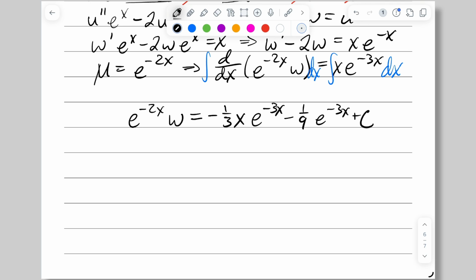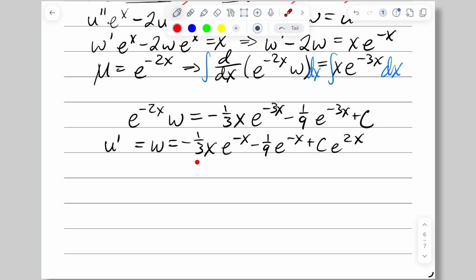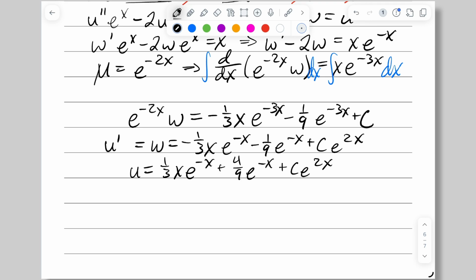Isolating w is going to give me w is equal to negative 1/3 x e to the negative x minus 1/9 e to the negative x plus c e to the 2x. Remembering that w is equal to u prime, and then integrating using integration by parts as needed, and then collecting like terms because they're going to show up here, we get the result u is equal to 1/3 x e to the negative x plus 4/9 e to the negative x plus c e to the 2x.